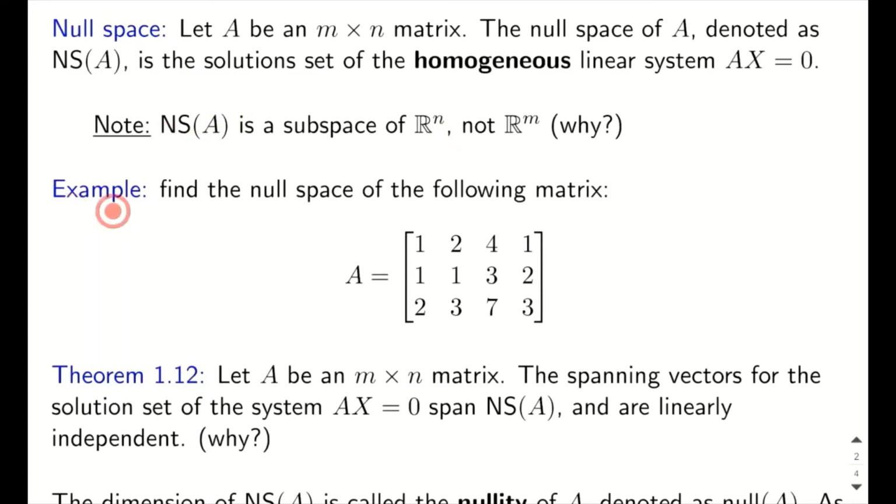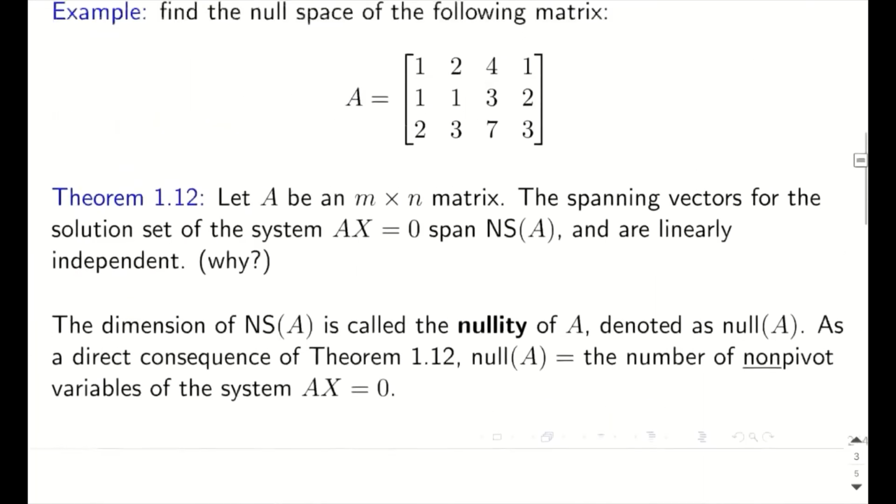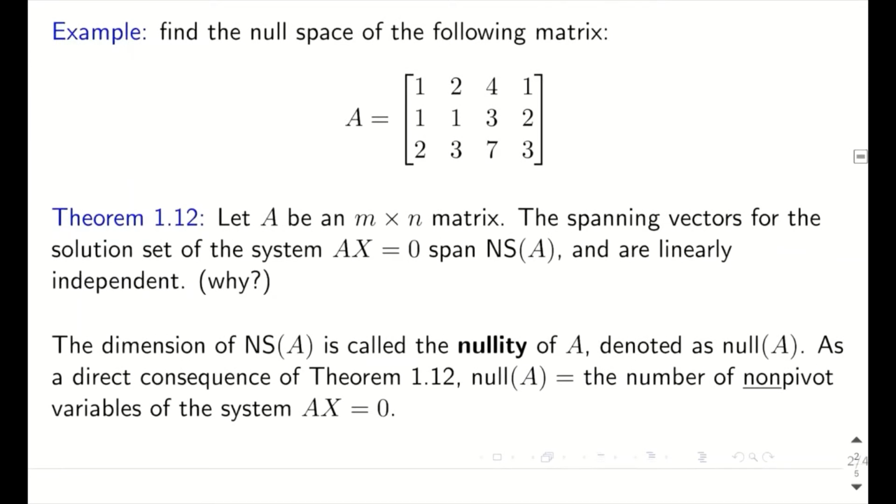Right. An example, find the null space of the following matrix. In order to find the null space of this matrix, you will have to first consider the homogeneous linear system, Ax equals 0. But what is Ax? Ax is actually A times the column vector X. How many entries does X have? Well, the number of entries of X will have to be the same as the number of columns that A has. A has 1, 2, 3, 4 columns.